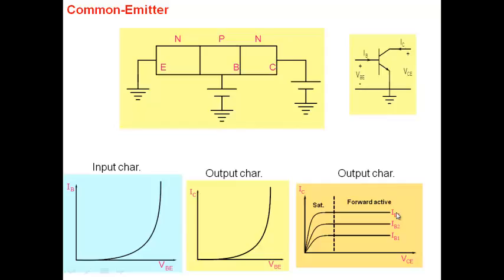I can also plot things by saying that I can ask how does IC vary with VCE for a fixed value of base emitter voltage. One can do that also. For a fixed value of base emitter voltage, how does IC vary with collector emitter voltage here? But the convention, and there's a good reason for it, is to plot IC versus VCE for fixed values of base current.